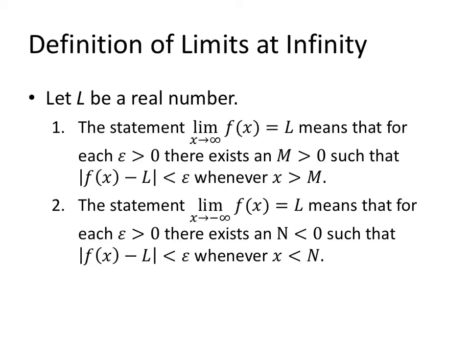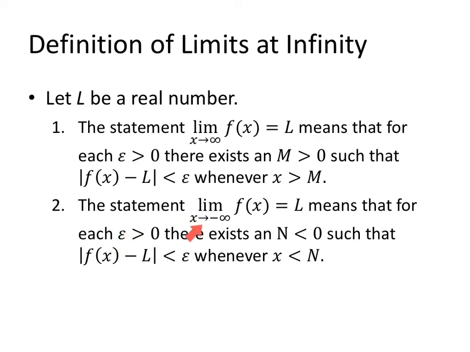So let's look at a definition of limits at infinity. Let L be a real number. The statement, the limit as x approaches infinity of f of x equals L, means that for each epsilon greater than 0, there exists an M, that's positive, such that f of x minus L has a distance less than epsilon as long as your x value is larger than M. So as long as x gets big enough, then my function value is super close to this real number L. And super close is what epsilon holds for us.